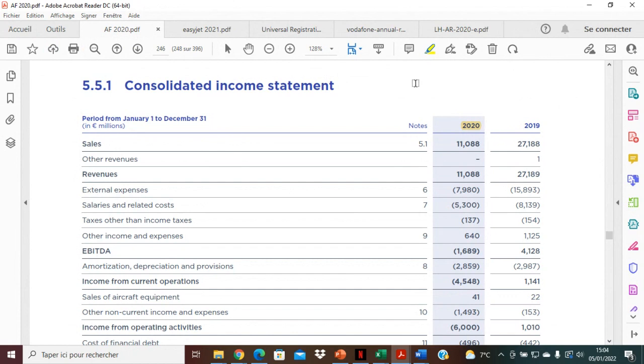So I need to forecast future revenues. I also need to forecast future expenses. And by forecasting the expenses, obviously, I will focus on the most important ones. What do you think are the important expenses for airlines? Any idea?